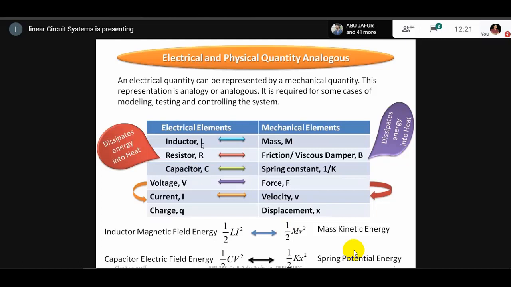Understand why this is happening? Because the hands feel resistance between them, and they move. When they move, it generates heat. So the friction or viscous damper is equivalent to a resistor.